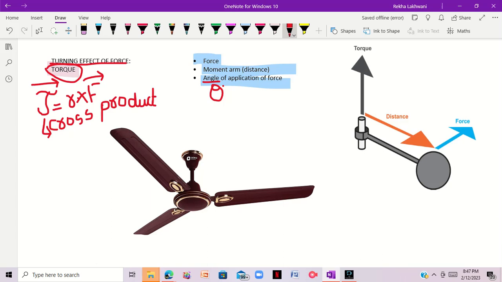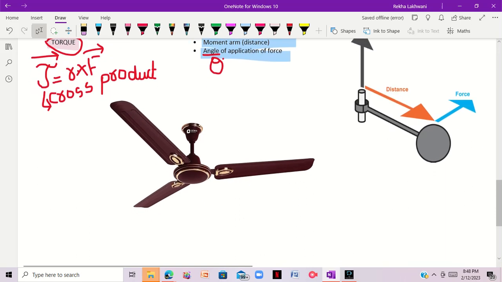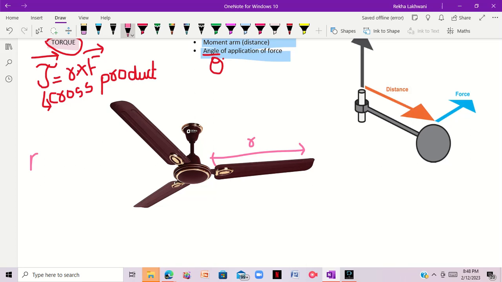So let's look at an example of this torque. Consider that this is a fan and we have to rotate this fan. I'll apply force, but there's a condition. This is my moment arm and I'll show it with R. The condition is that the moment arm must be perpendicular to the force, then the torque will be produced.